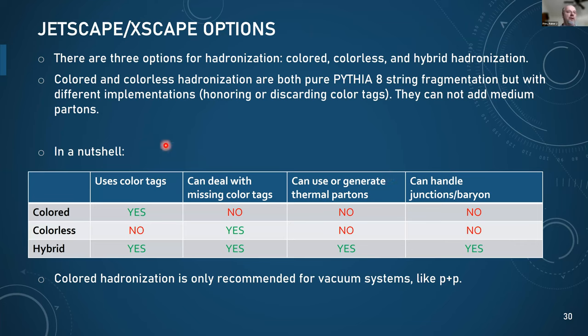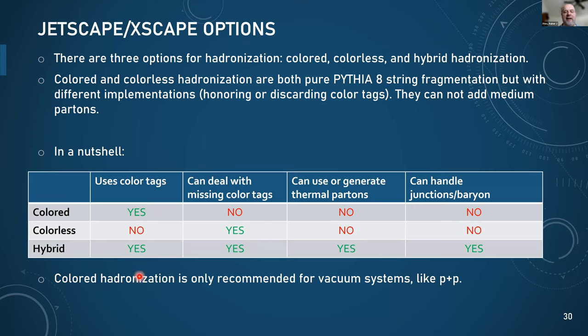Colored and colorless, we sort of also talked about, because they are purely string fragmentation. The difference is in the way those strings are set up. It's either use the color tag information, that's colored hadronization, or completely disregard all color tag information and just rebuild strings using a metric of proximity in momentum space. Never mind the details, but here's a little table that has a few of the properties here.